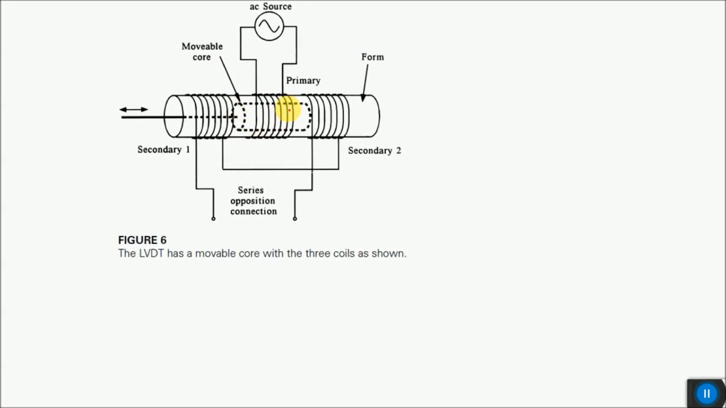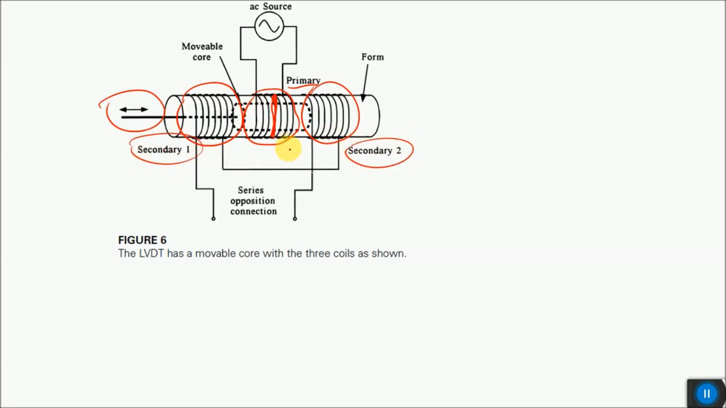Over here we have the structure of an LVDT. In the middle you have a primary coil, and on both sides of the primary coil we have secondary coil 1 and secondary coil 2. Inside these three coils is a movable core that has a mean position when it is completely covering the primary coil but is coupled equally with both the secondary coils.